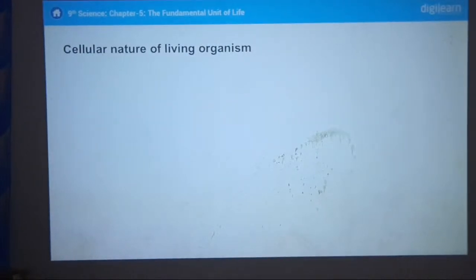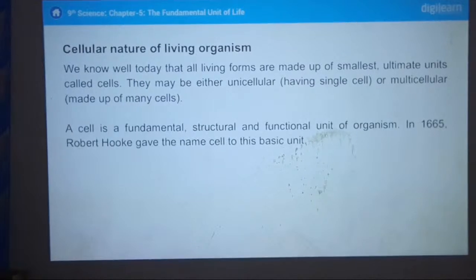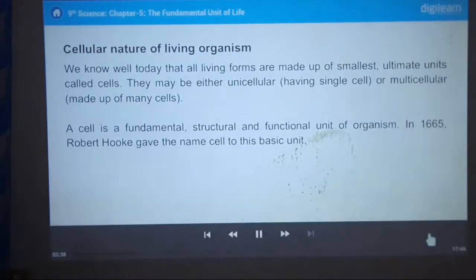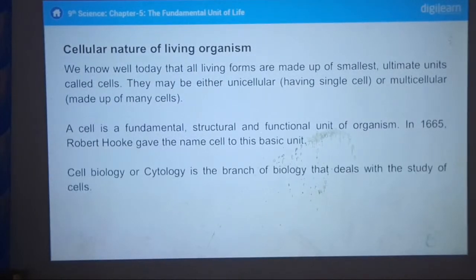Cellular nature of living organisms. We all know well today that all living forms are made up of smallest, ultimate units called cells. They may be either unicellular, that is having single cell, or multicellular, that is made up of many cells. A cell is a fundamental, structural, and functional unit of an organism. In 1665, Robert Hooke gave the name cell to this basic unit. Cell biology or cytology is the branch of biology that deals with the study of cell.